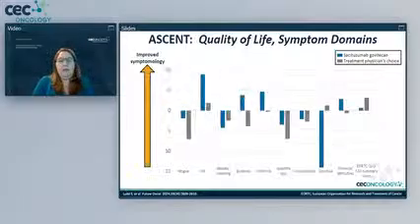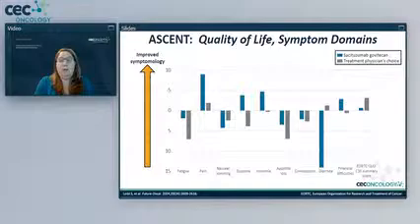Here's another slide that just looks at the quality of life symptom domain. And again, SG did better than treatment of choice, except for nausea and vomiting and diarrhea were the ones that the patients complained more about with SG versus the treatment of physician choice.